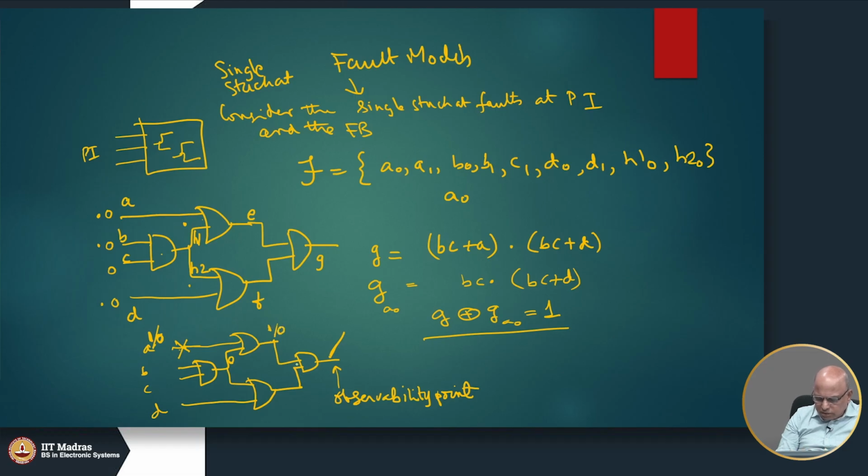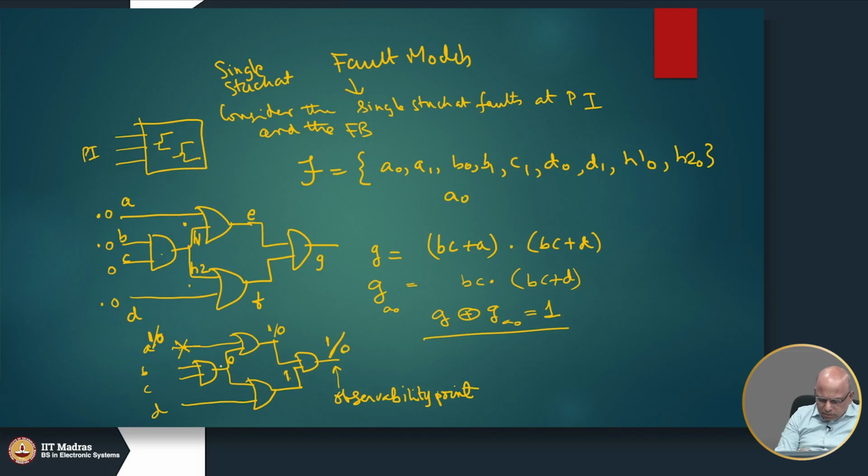In the same way, if I want to propagate this fault to the output, okay, then if I put a 0, I am going to kill it, right. Output will become 0 no matter whether the circuit is a good circuit or a bad circuit. So, I have to put a 1 here. If I put a 1, then the good circuit will produce a 1 and the faulty circuit will produce a 0.